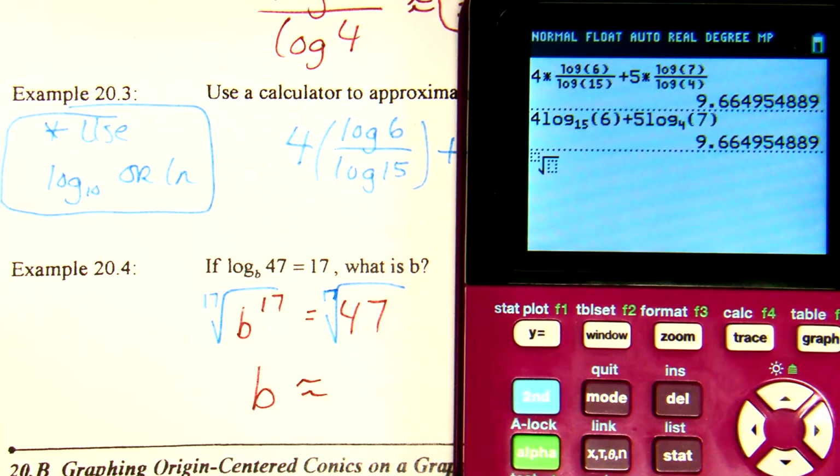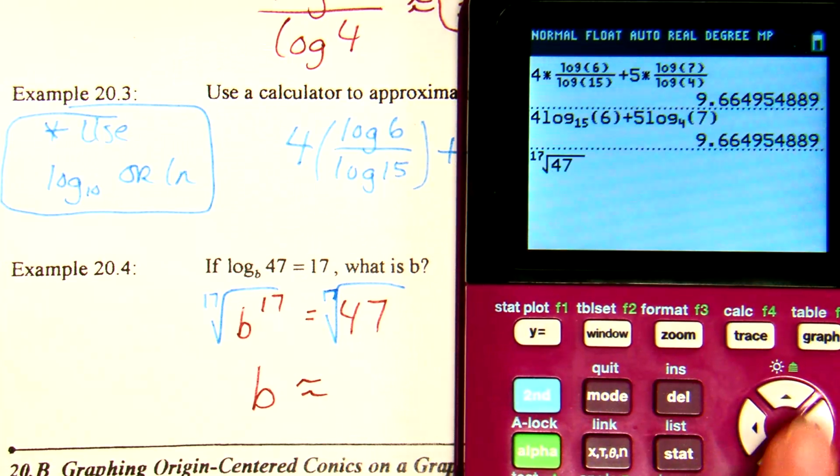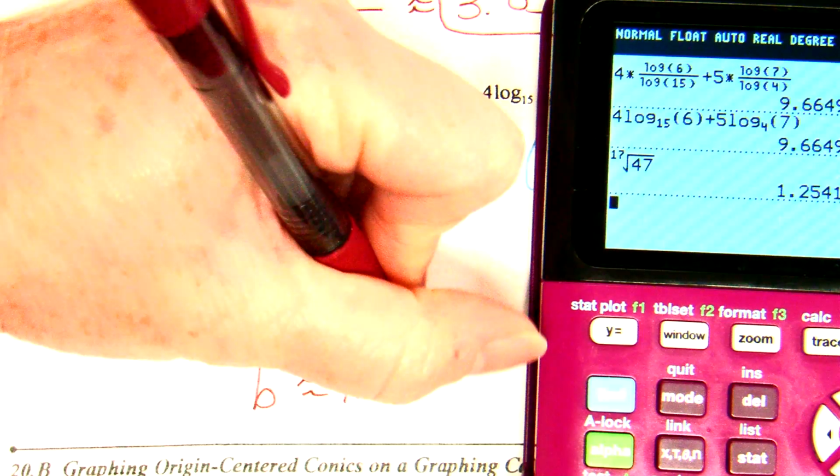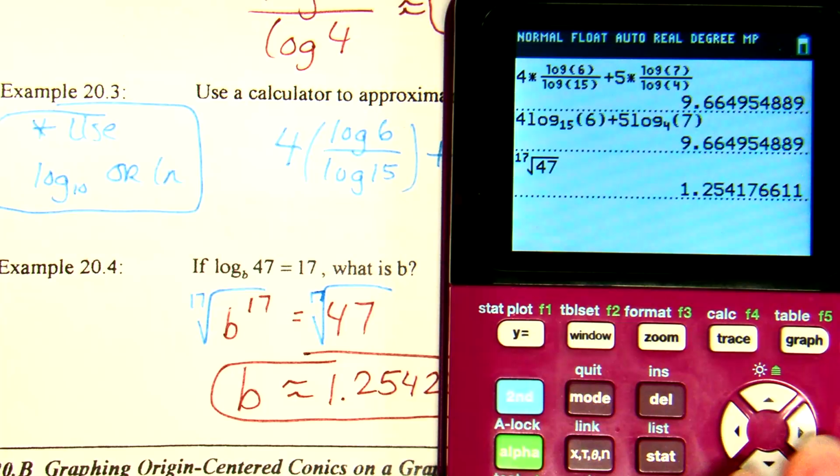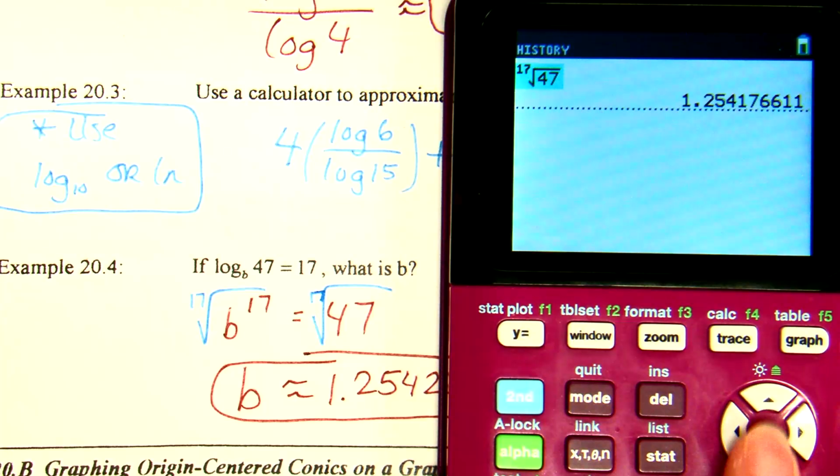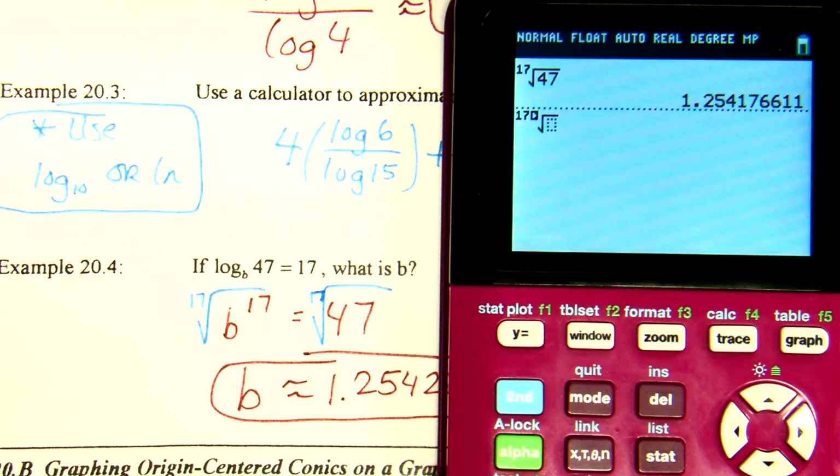Okay. So I can do the 17th root of 47. Did you get my answer? Approximately 1.2542. Yes. If you use the math menu, it's number 5 in the math menu. So, okay, we okay with that stuff? I mean, again, it's review stuff.